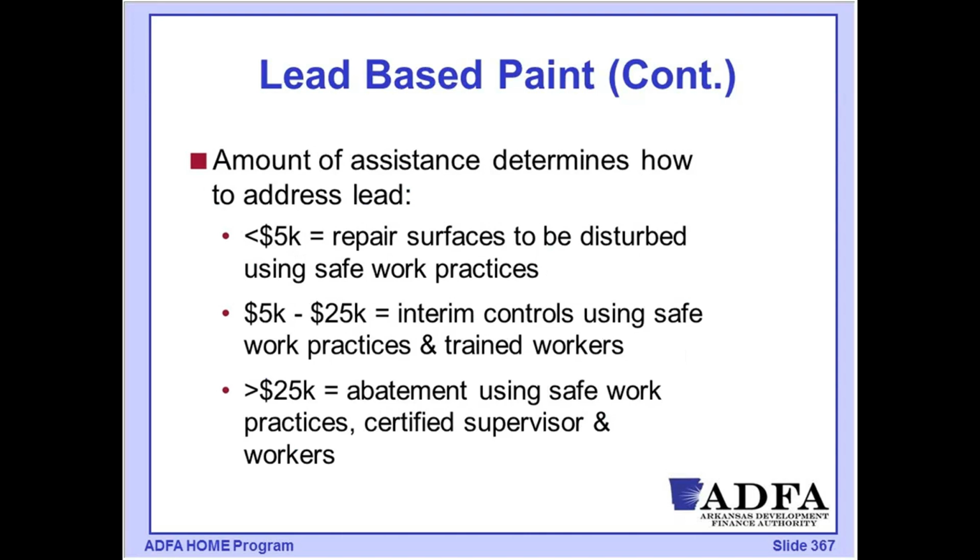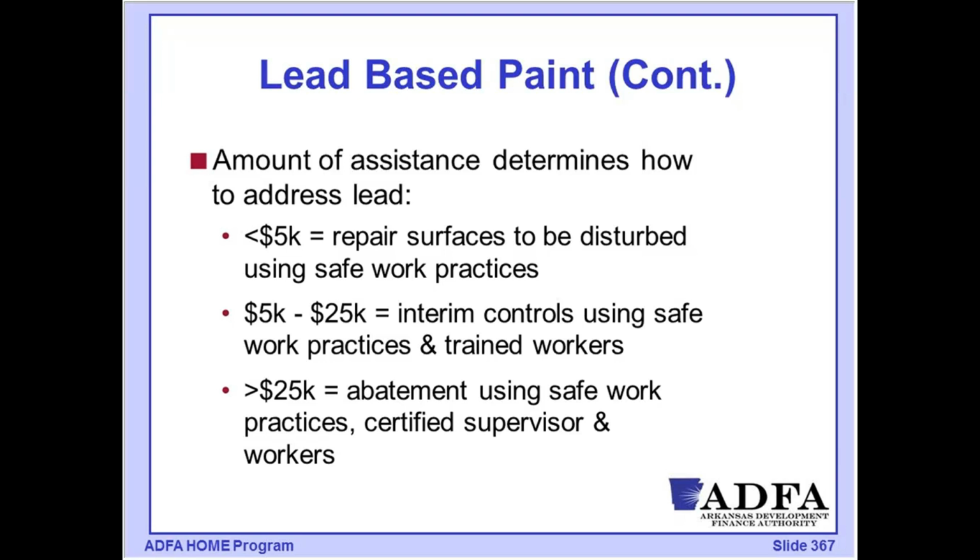So you talked about what the testing levels were. This is now what the level of remediation would be. So if I have less than $5,000, then I'm simply going to repair whatever surfaces I am disturbing, and I'm going to be using safe work practices as part of that work. So maybe my project is replacing a heating cooling system, and the only painted surface maybe I'm going to be dealing with would be where I have the thermostat on the wall, and I'm going to be following safe work practices when I do that replacement.